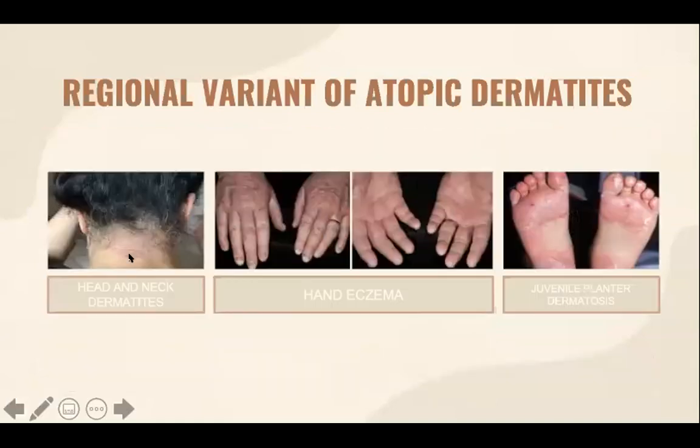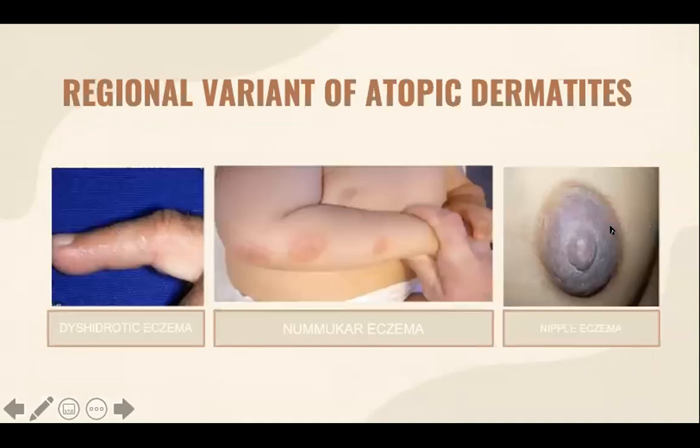We have head and neck dermatitis, hand eczema, and juvenile plantar dermatitis. It presents with a glazed or edematous scale and fissuring on the plantar aspect of the feet bilaterally. Here we have dyshidrotic eczema. This may appear on the palm or sides of the fingers as deep-seated vesicles, and is called dyshidrotic eczema.